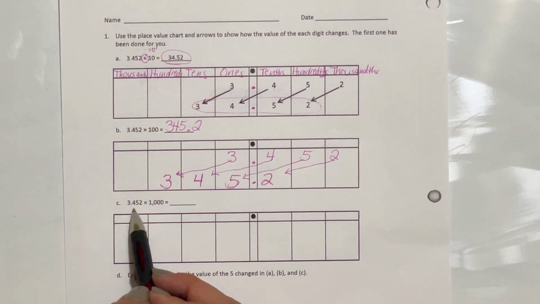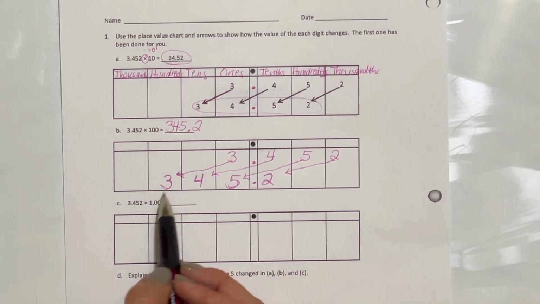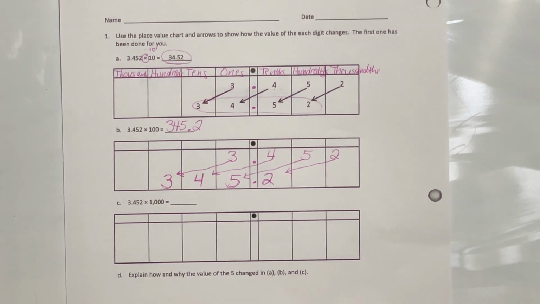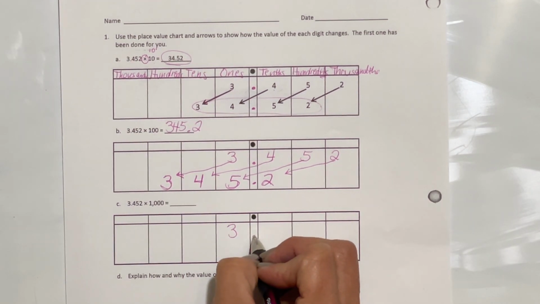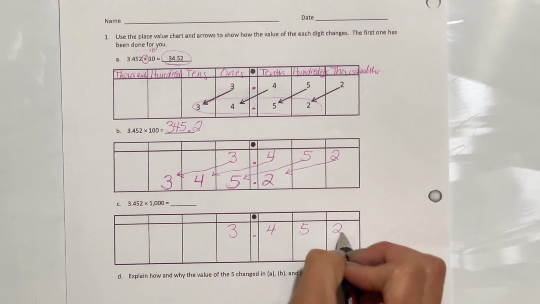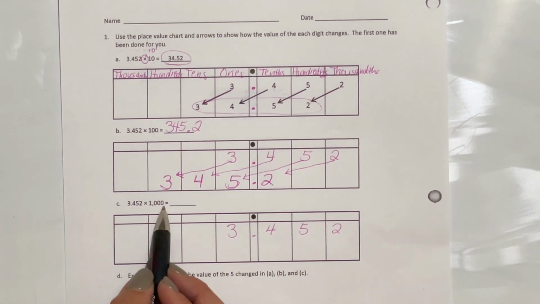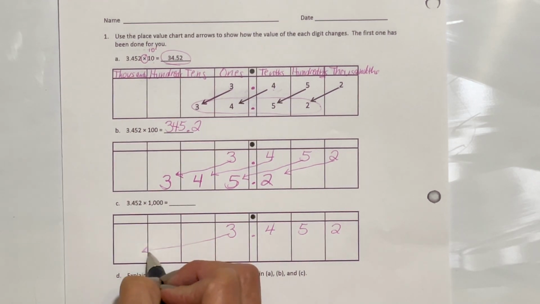All right, so now we've got that same original number times 1,000. Now we've got 1, 2, 3 zeros, so that's the same as 10 to the third power. So let's write our original number in there. 3 and 452 thousandths. And this time it's going to shift 3 places. So it's going to go 1, 2, 3. It's going to go all the way over here.